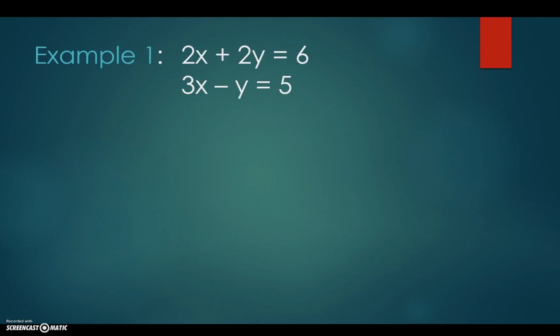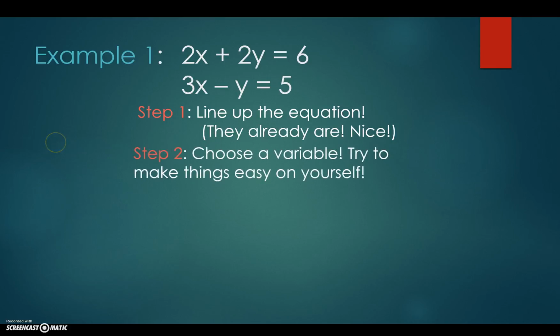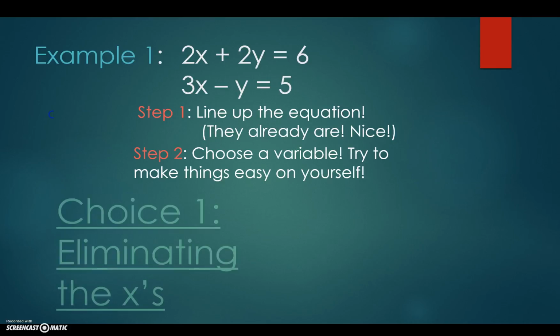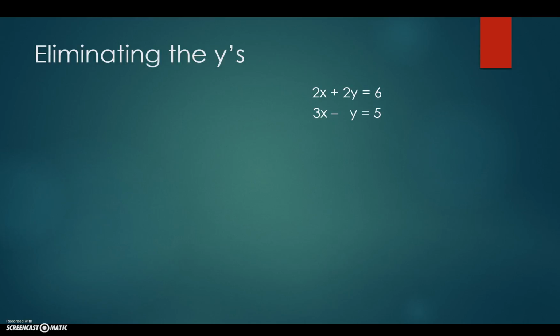So let's look at our first example. That was the same one we read off just a moment ago. First we need to make sure they're lined up, and they already are, which is awesome. Then from there, we're going to choose a variable. Try to make things as easy as possible. We want to maybe just multiply one of the equations instead of both. So I'm going to look at the y's. We have two choices: we can eliminate the x's or the y's. Let's go ahead and eliminate the y values.